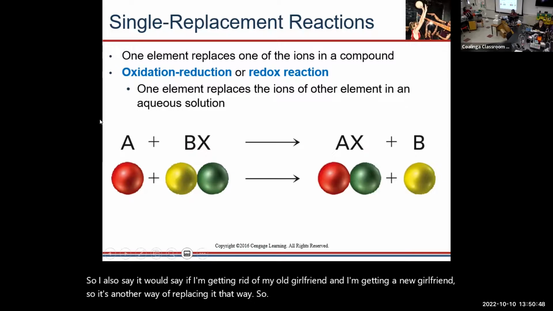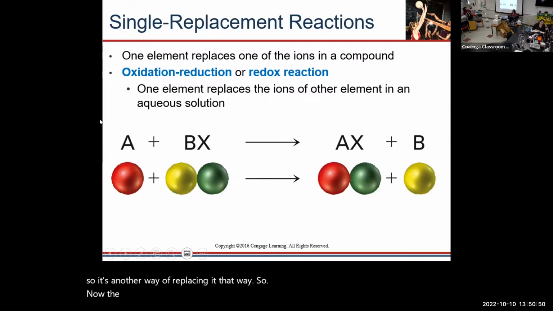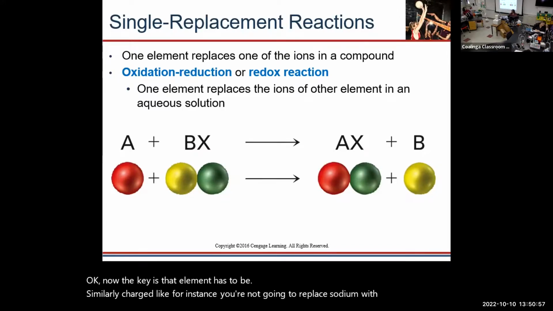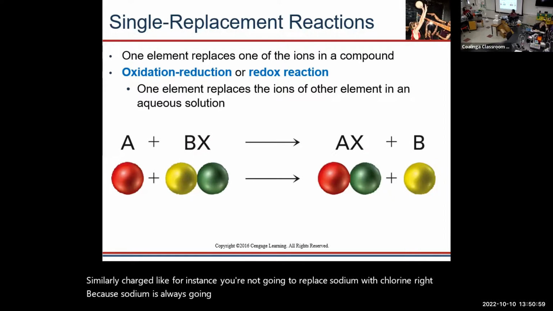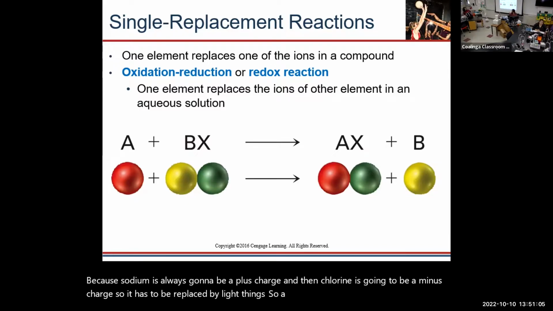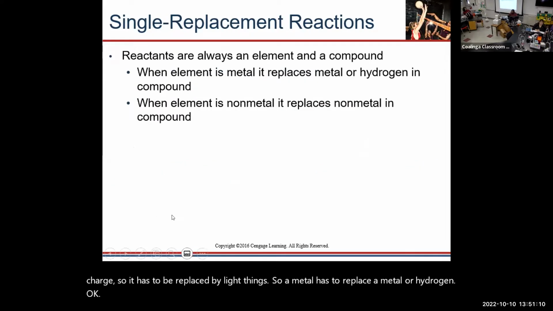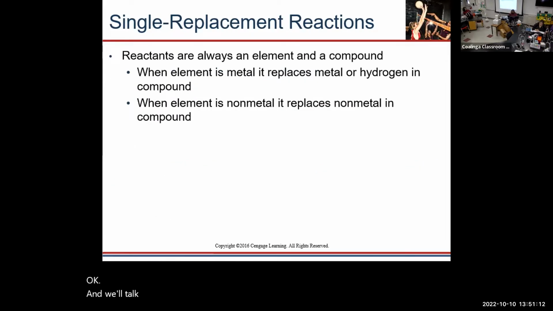Now the key is that that element has to be similarly charged. Like for instance, you're not going to replace sodium with chlorine. Sodium is actually a plus, and then chlorine is going to be a minus charge. So it has to be replaced by like things. So a metal has to replace a metal or hydrogen. Okay. We'll talk more about that here in a minute too.